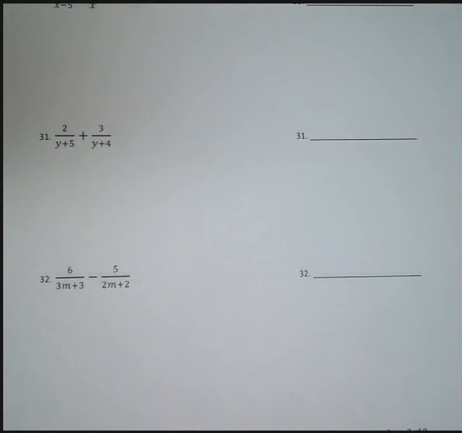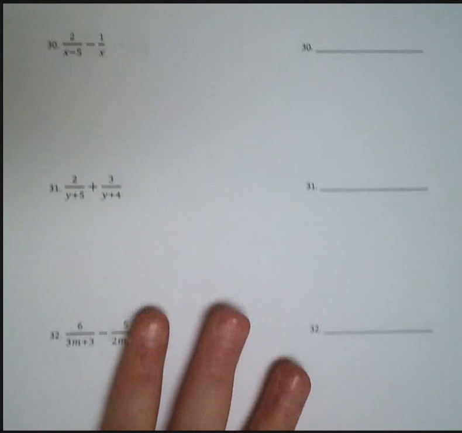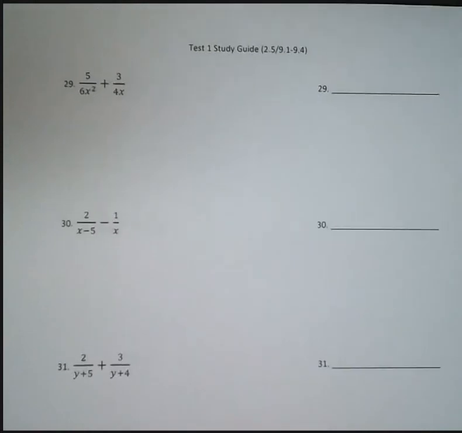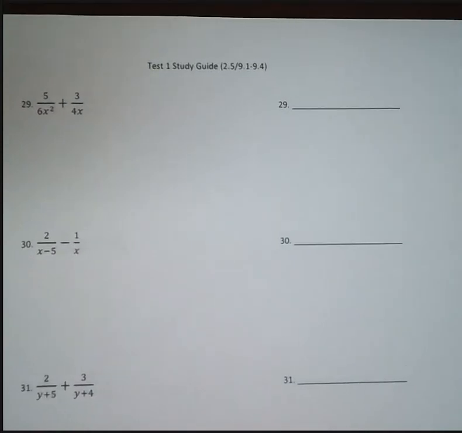Now let's move on to page 7. We have a lot of practice on section 9.3 because that does seem to be the most difficult for students. So there's plenty of practice here. So notice on the rest of these problems we do not have a common denominator. So we have to get one.